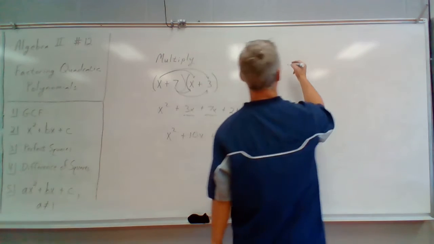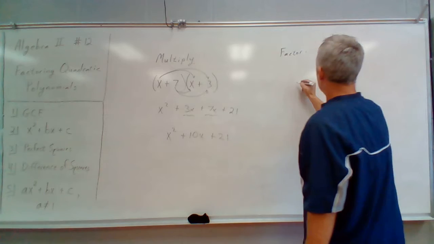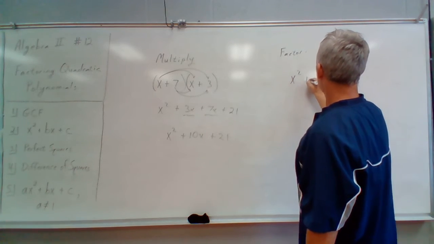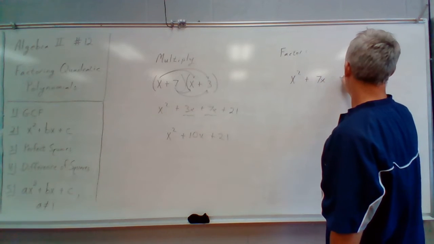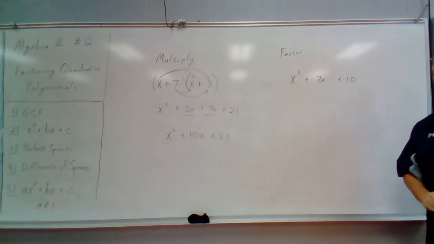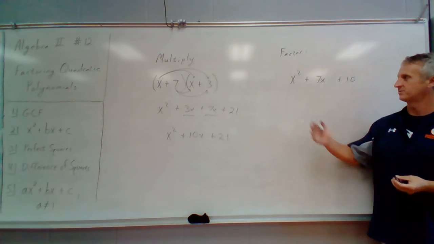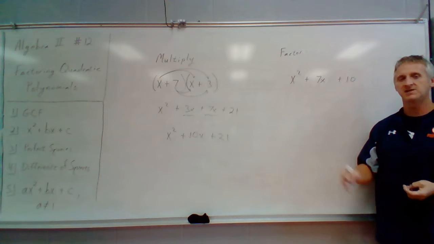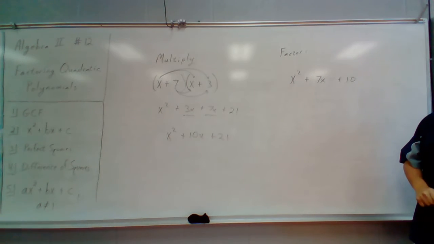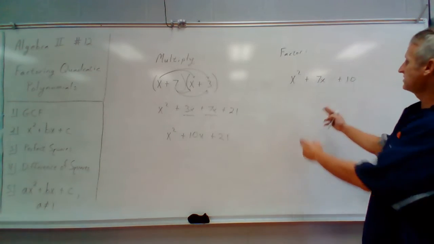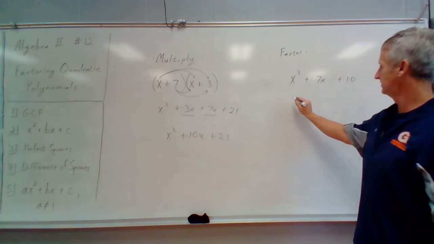All right, so let's do one. Let's factor x squared plus 7x plus 10. Does this have a GCF? Does it have a greatest common factor? Is there a number that will go into 1, 7, and 10? No. This term doesn't have an x in it, so we can't factor out an x. So there's no GCF.